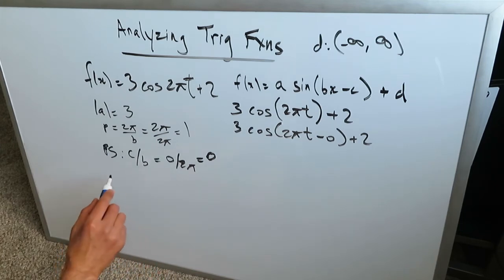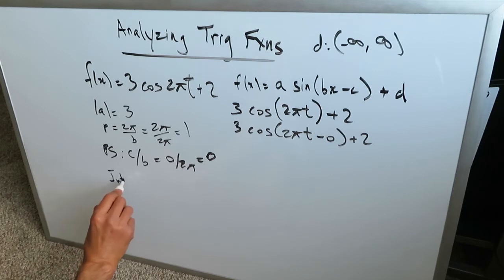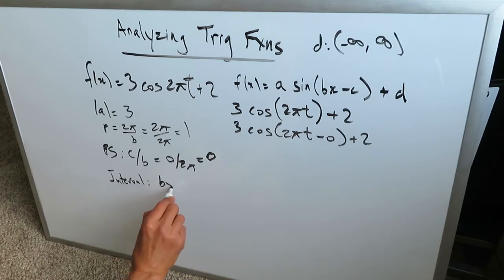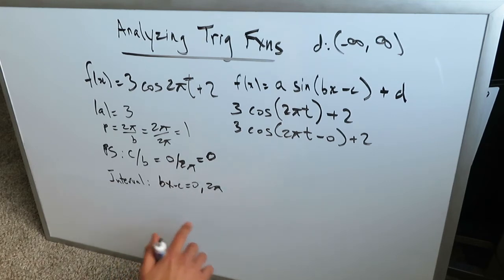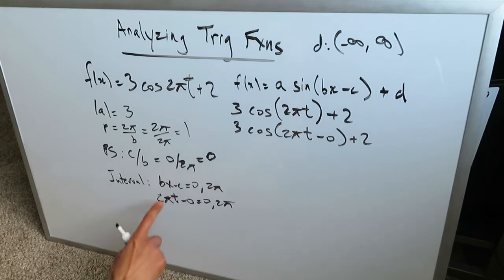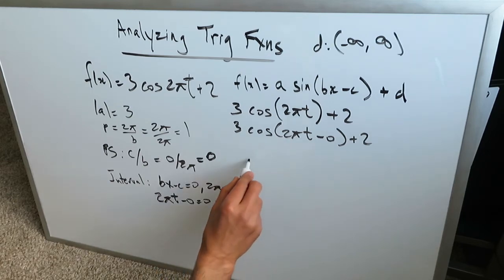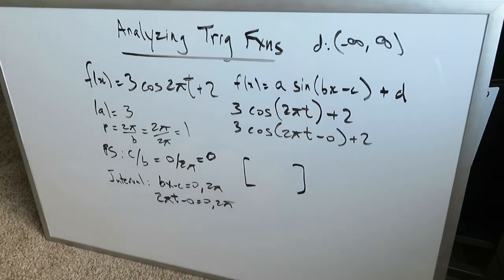What else do we want to look at? We want to look at that interval, which represents the start and end of a specific wavelet. And you know the formula for that is bx minus c equals 0 and bx minus c equals 2 pi. Well, we know what bx minus c is because it's laid out over here. You have 2 pi t minus 0 equals 0, 2 pi. All you gotta do in each of these instances is solve for your variable. Here my variable is t. Let's solve for that t. When you solve for the t, you'll get an interval. The interval represents the start and the end of that wave. If you do 2 pi t minus 0 equals 0, you take 0 to the other side, you get 2 pi t equals 0.